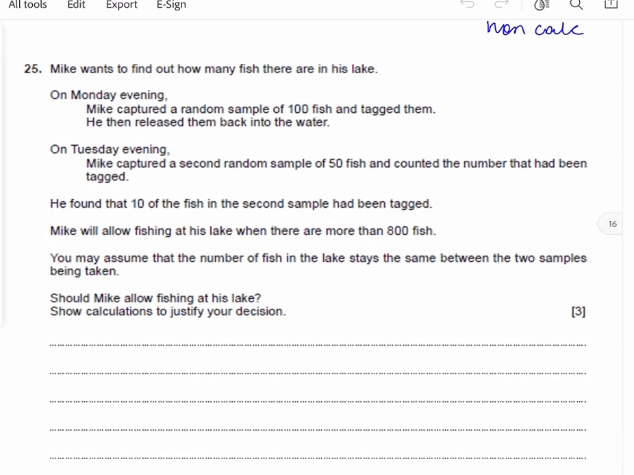So Mike wants to find out how many fish there are in the lake. On Monday, he captures a random sample of 100 fish and tags them. He then releases them back into the water. On Tuesday, he captures a second random sample of 50 fish and counts the number that had been tagged. He found out that 10 of the fish in the second sample had been tagged. So 10 out of 50 were tagged. I'm going to make a note of it.